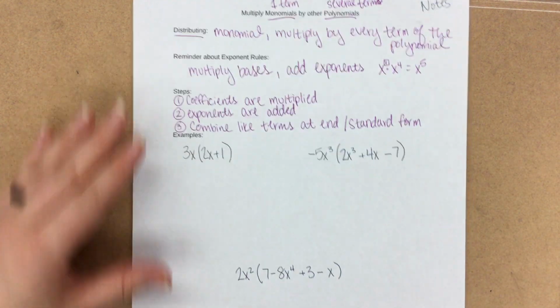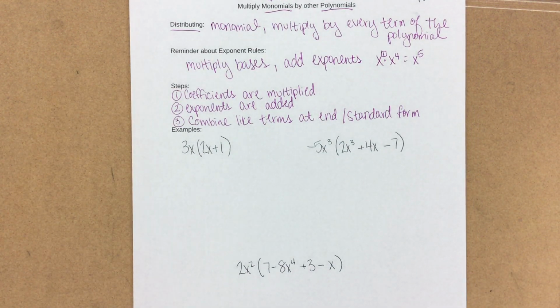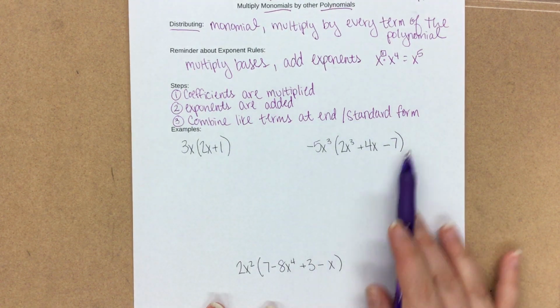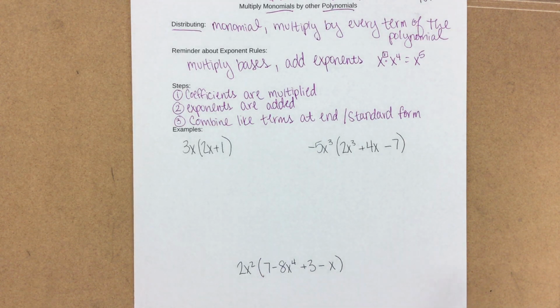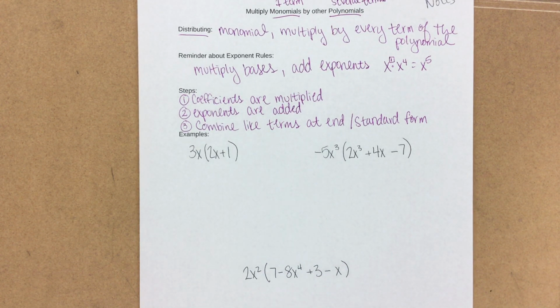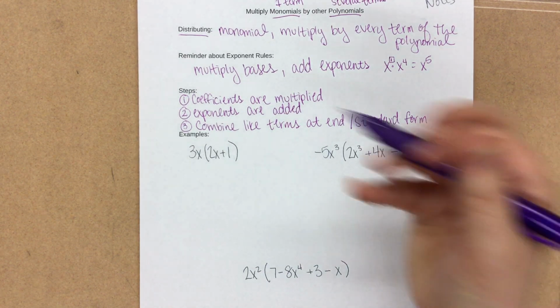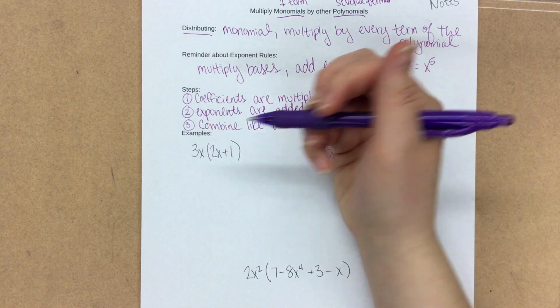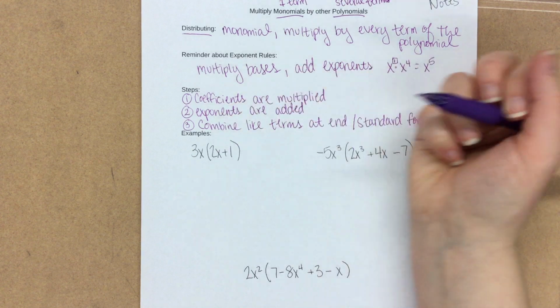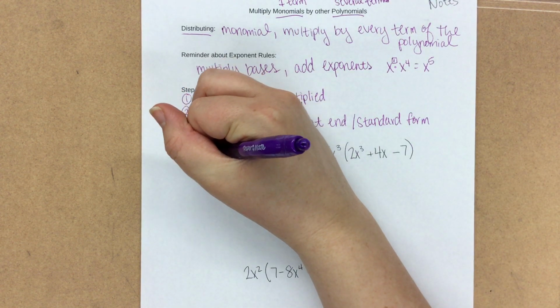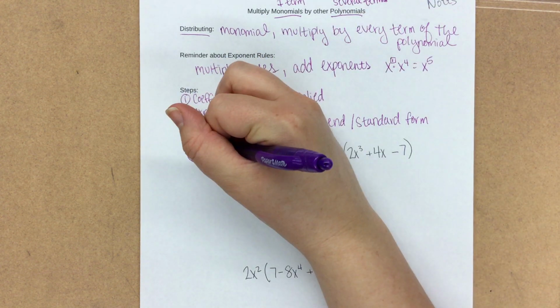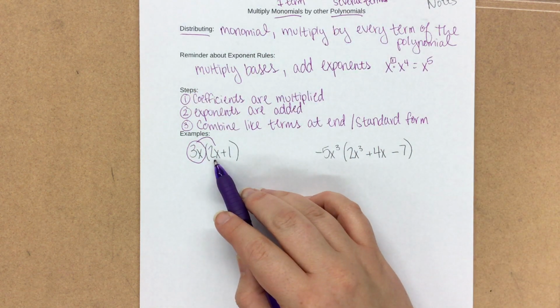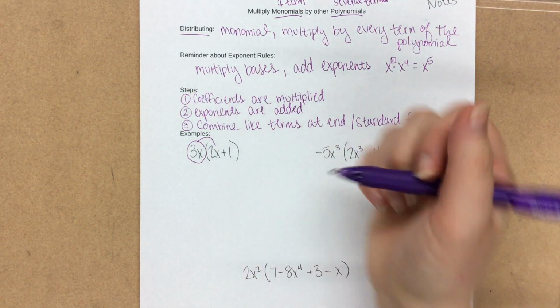Okay, so I have 3 examples for you today. Each one gets a little bit harder just because we move from a binomial to a trinomial to a polynomial, so there's just more to multiply each time. So let's start with our first example. I have the monomial 3x times the binomial 2x plus 1. So I'm going to take this entire thing, 3x, and multiply it first by the 2x.